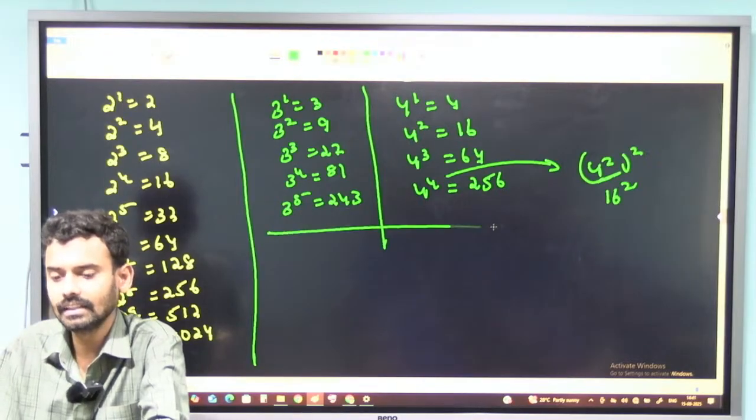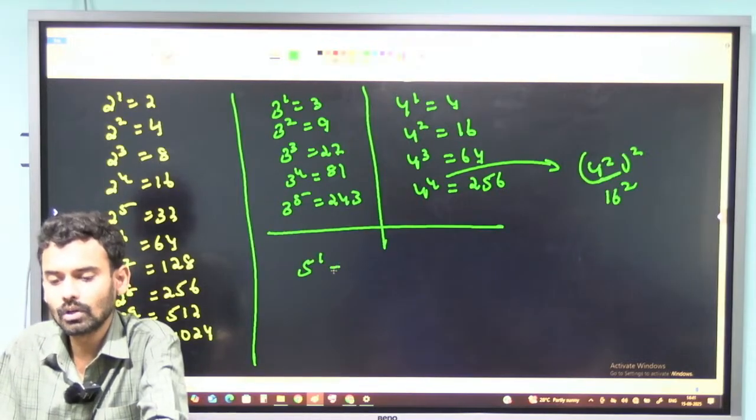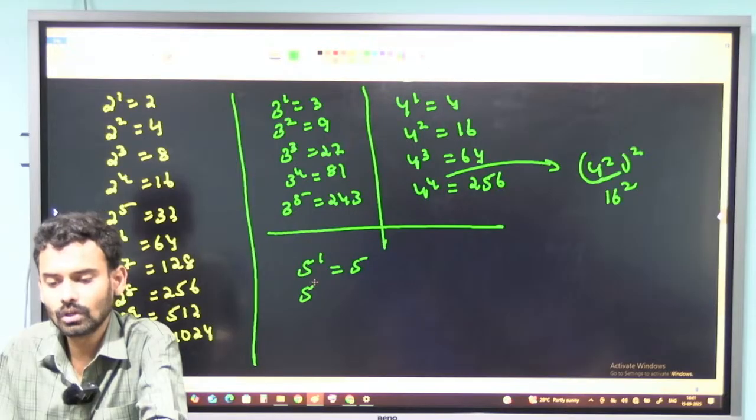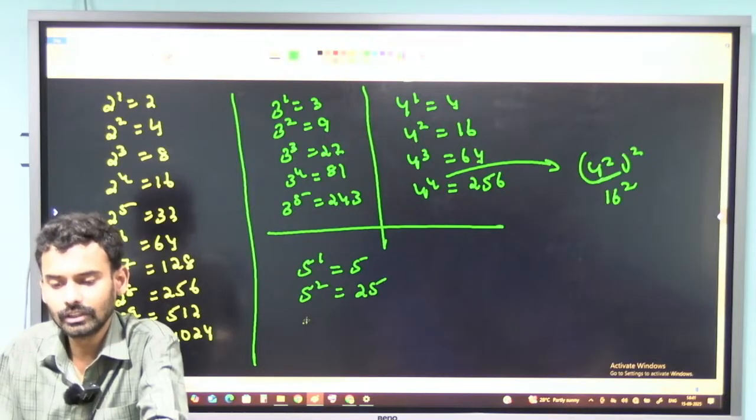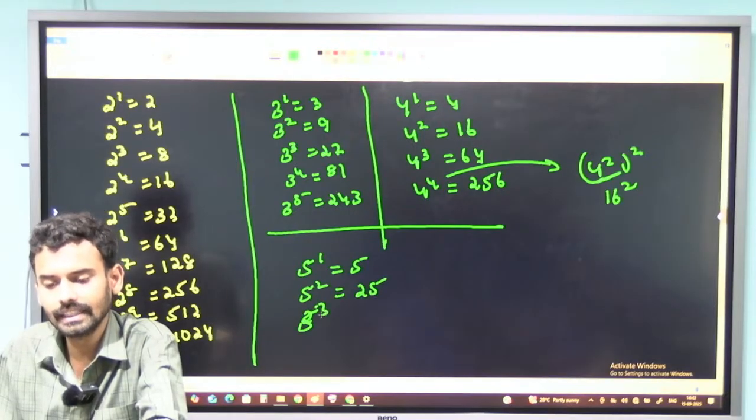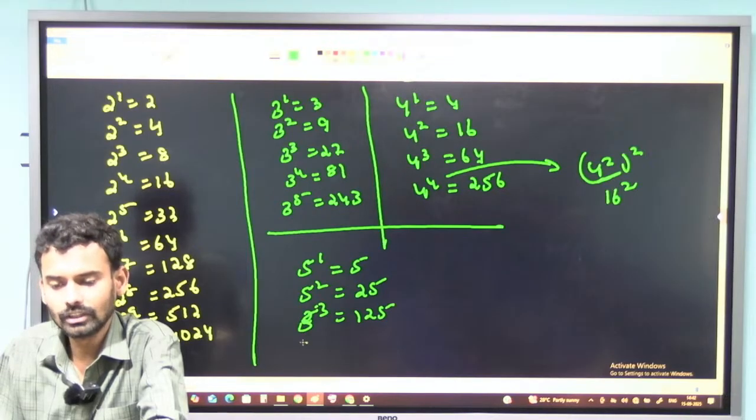And when we consider powers of 5, 5 to the power of 1 is 5. 5 to the power of 2 is 25. 5 to the power of 3 is 125. 5 to the power of 4 is 625.